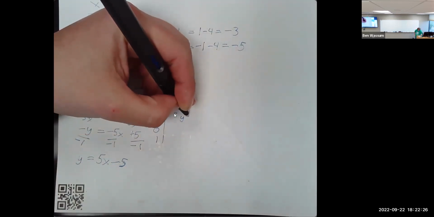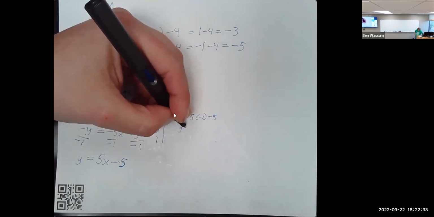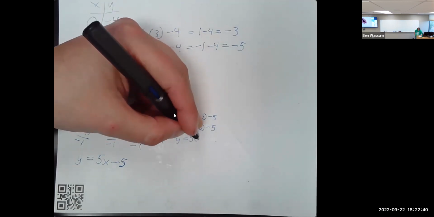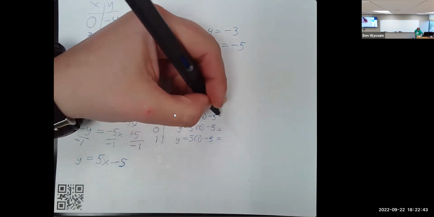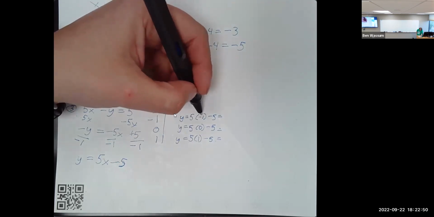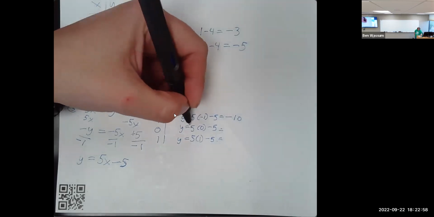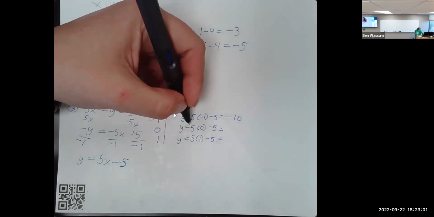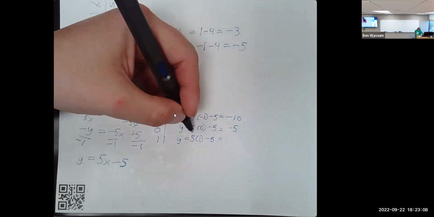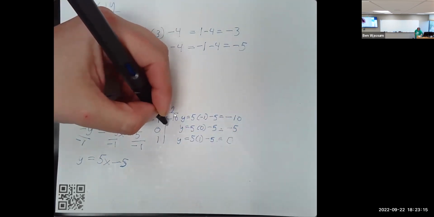So for each of these, we're going to need to solve it. We have 5 times negative 1 minus 5, 5 times nothing minus 5, and 5 times positive 1 minus 5. So what do we got? Well, this ends up being a negative 5 right here, right? We multiply the 5 by the negative 1, we get a negative 5. Minus 5, we get a minus 10. Over here, we have 5 times nothing minus 5. Well, 5 times nothing is nothing. Minus 5 is minus 5. And then 5 times 1 minus 5. Well, 5 minus 5 is 0. So those are our points.